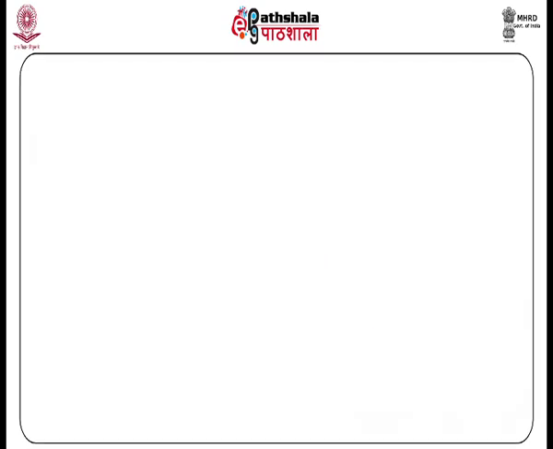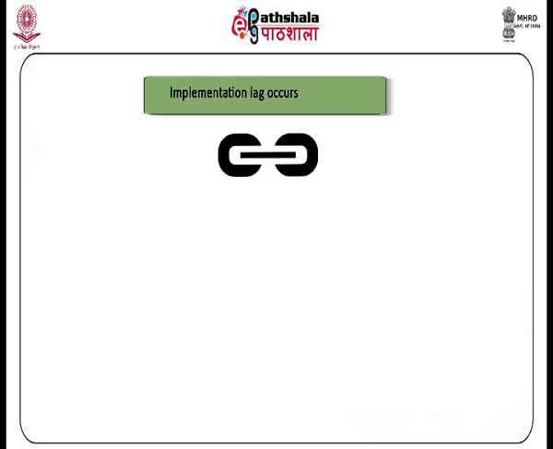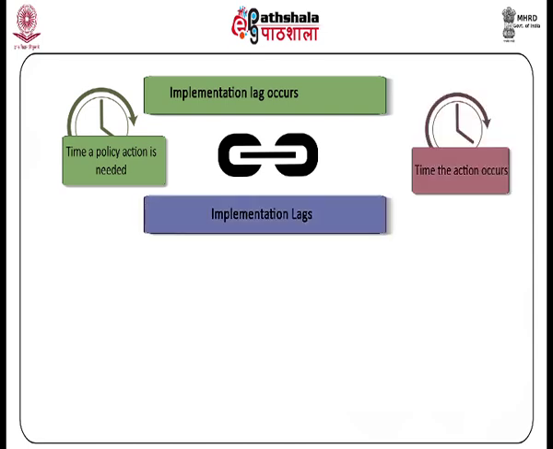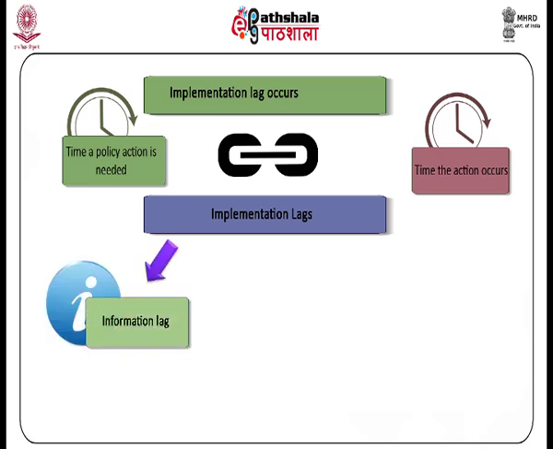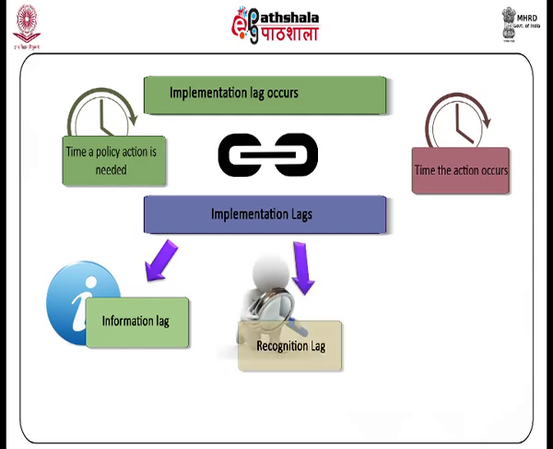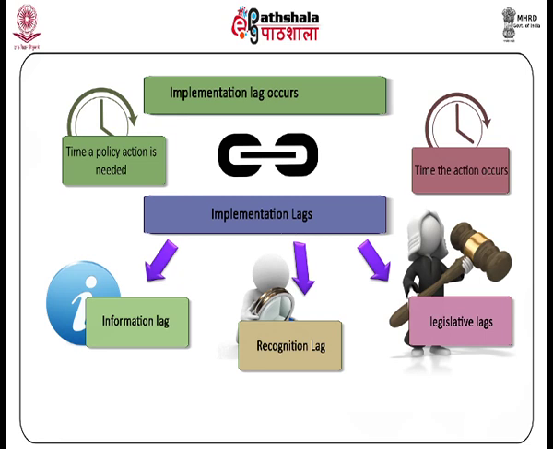There are a number of sources of lags between the occurrence of an event that brings forth a policy response and the eventual response of the economy. First is implementation lags. Lags occur between the time a policy action is needed and the time the action occurs. It can be divided into three categories. The first category is information lags, lags in the availability of information about the state of the economy. The second is recognition lags, or lags in the recognition by the monetary policy maker that a policy action is needed based on the information available to it. The third is legislative lags, lags in the enactment of the appropriate legislation needed for a policy action to occur.